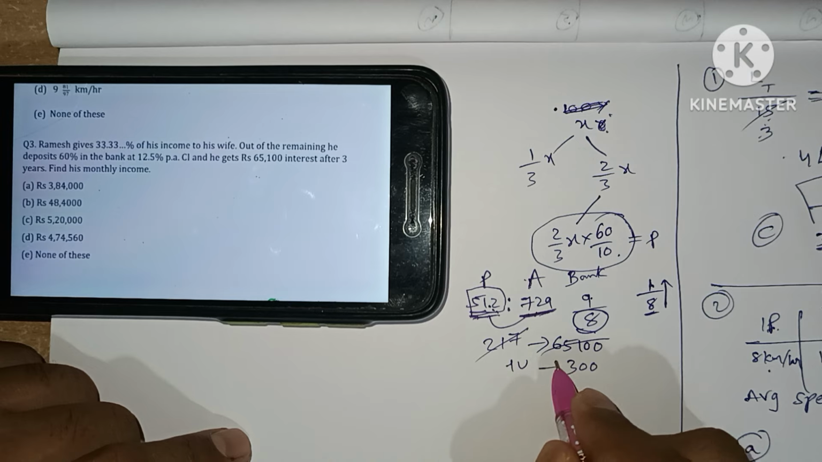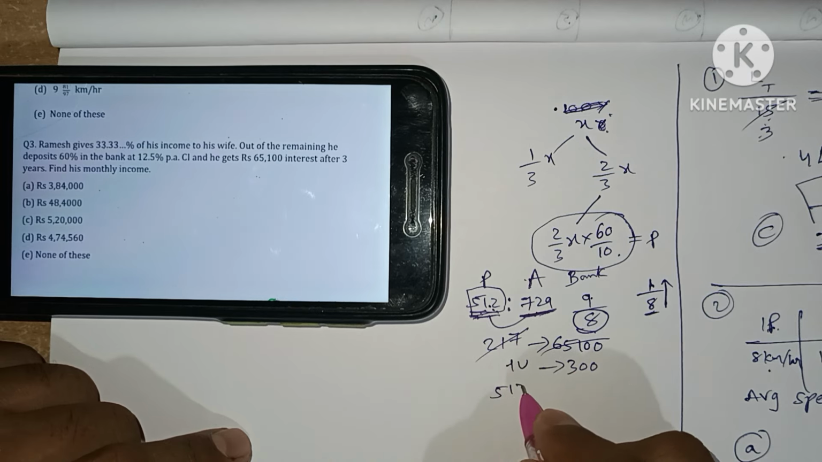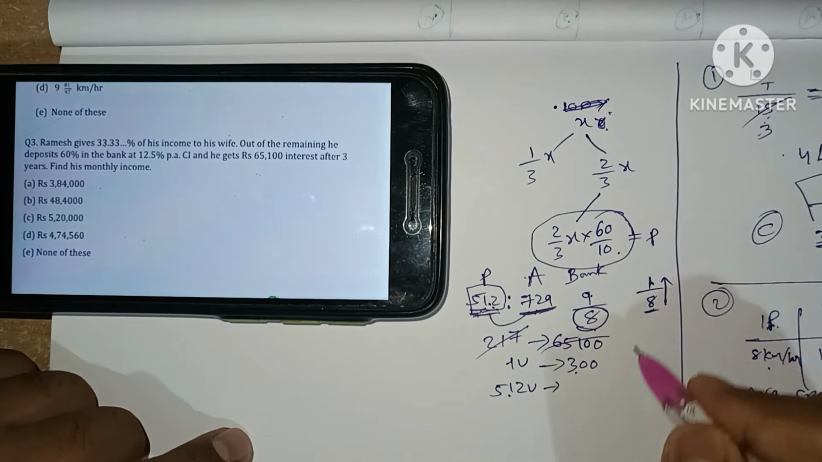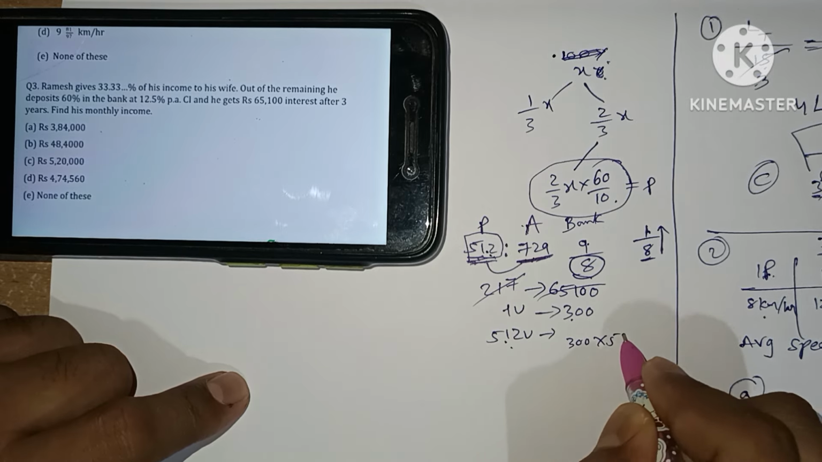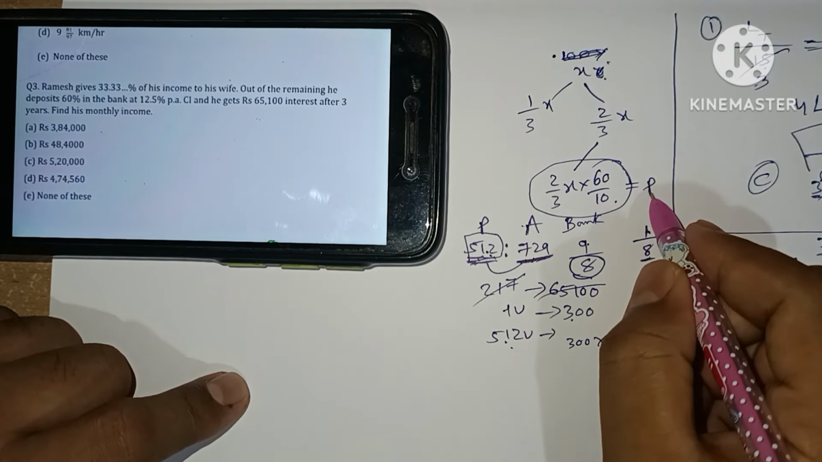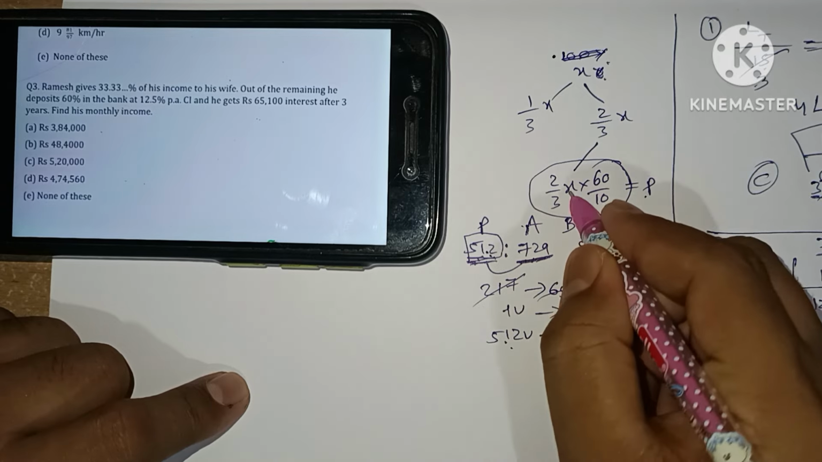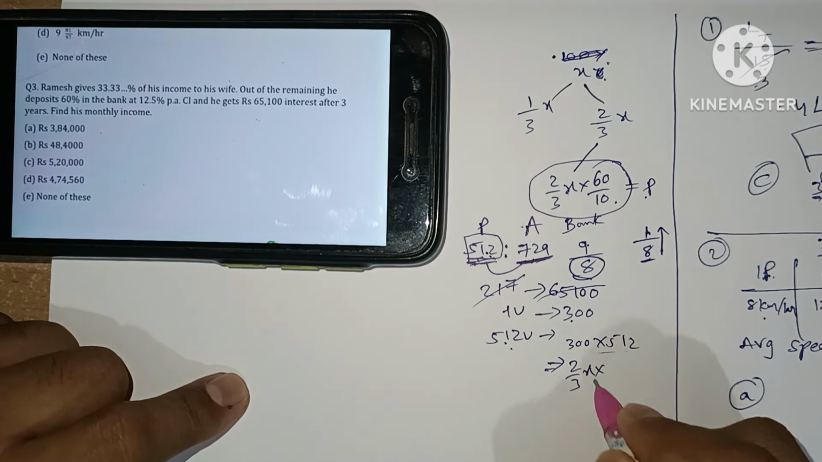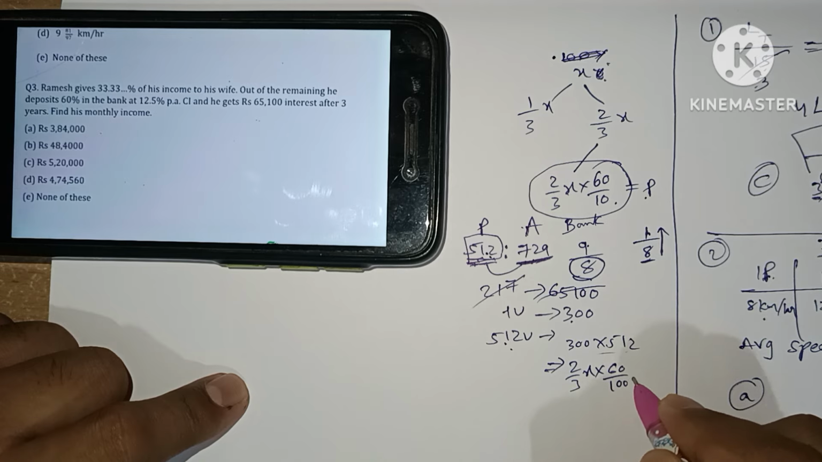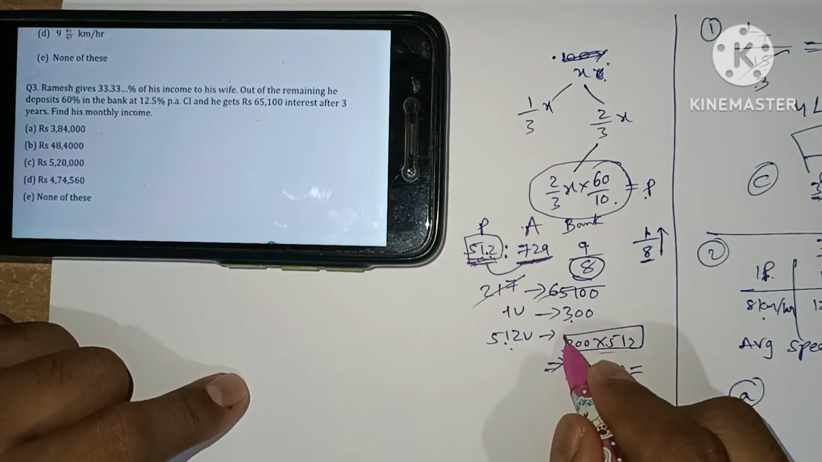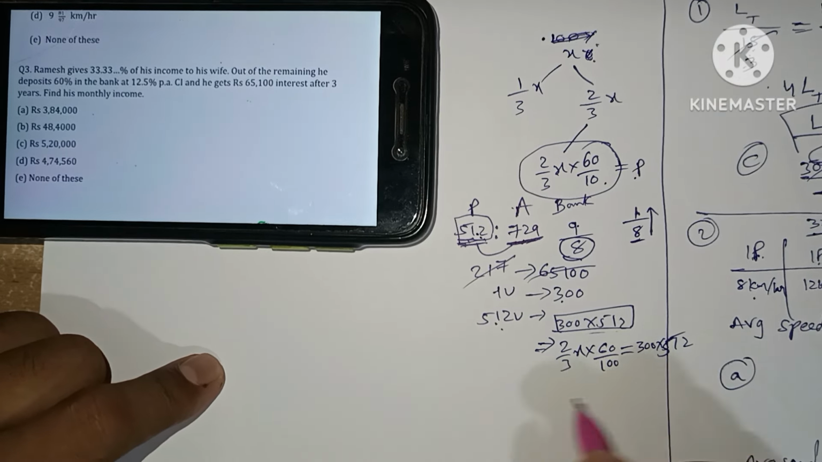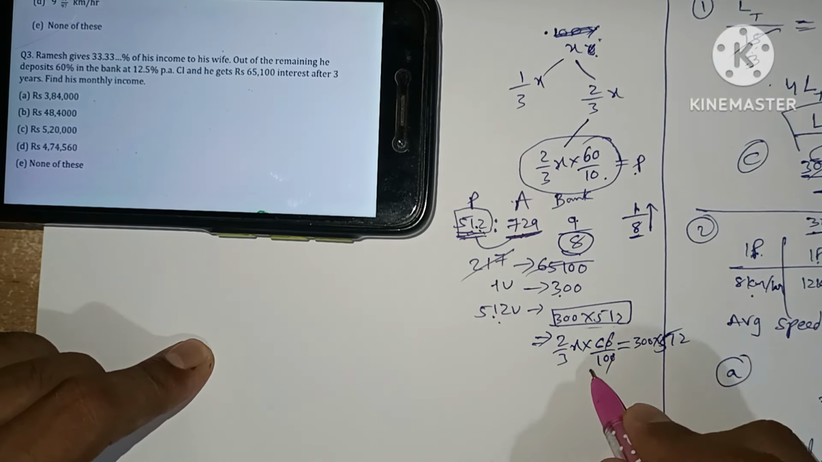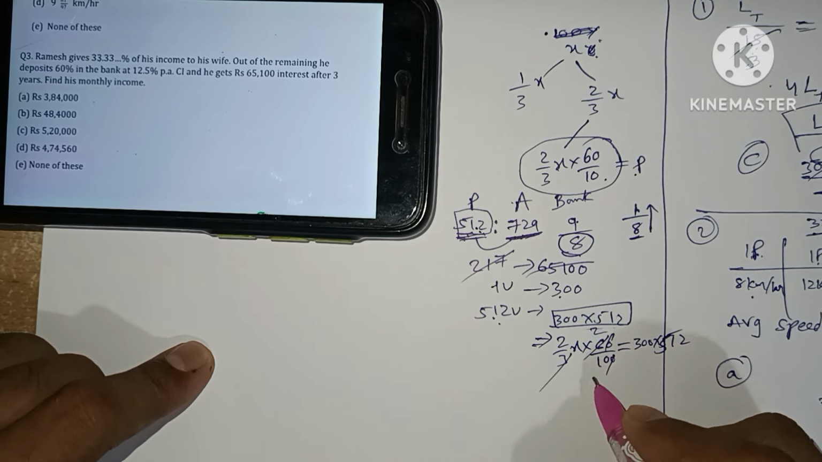Here we get 1 unit value is 300. 512 units value is 512 into 300, so 512 units will be 300 into 512. This is nothing but the value of p. So what we have is 2/3 of x into 60 divided by 100 equals to, this is totally p value, 300 into 512. Okay, so here 0 0 cancel, 3 2 times.